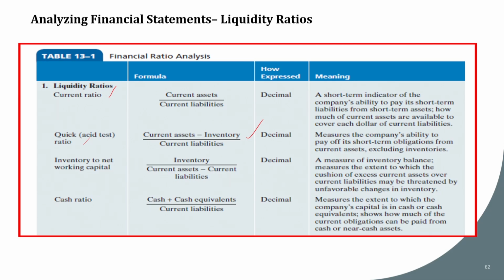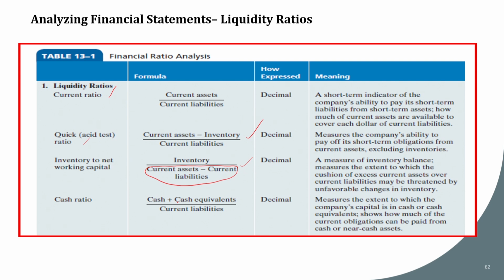Cash ratio focuses only on pure cash and equivalents, and is calculated by inventory divided by current assets minus current liability. So, the current assets minus current liability means the net working capital. So, you can see inventory divided by the net working capital is the inventory to net working capital ratio. Cash ratio means cash plus cash equivalents divided by the current liabilities of the firm.